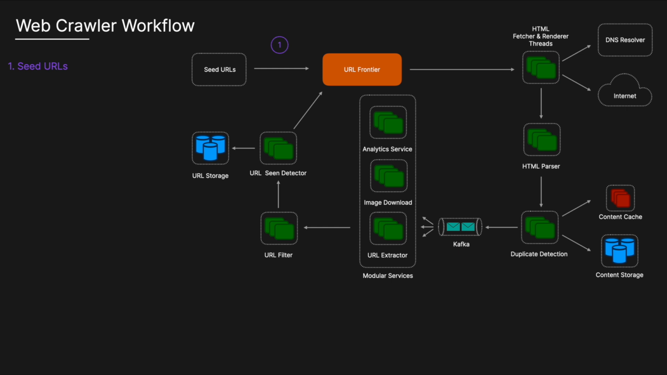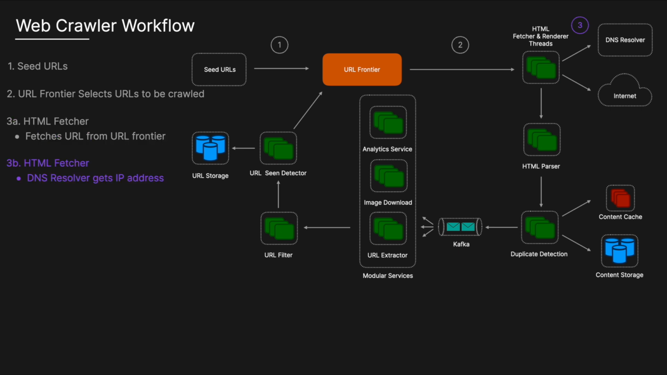Okay, so now that we've gone over everything, let's just do a quick walkthrough and it should all make sense. So we've got our seed URL. These are the URLs we've chosen with which we want to start our crawl. Then the URL frontier, which we've just discussed, will select the URLs to be crawled. The HTML fetcher will then fetch the URL from the URL frontier. It'll then use a DNS resolver to get the IP address, and then it'll fetch that content from the internet. Then in the HTML parser, we will parse the content, and we'll also try and reformat any malformed content.